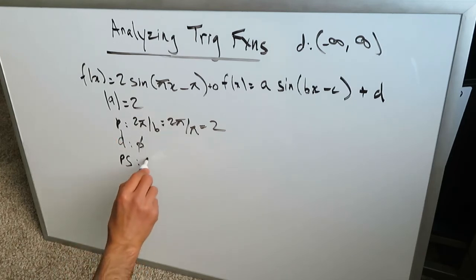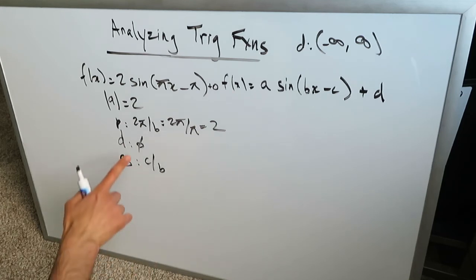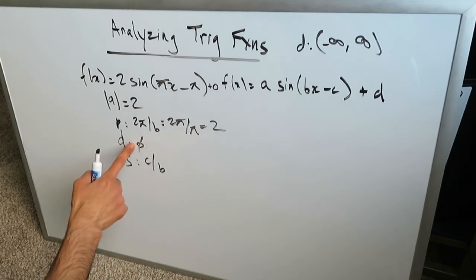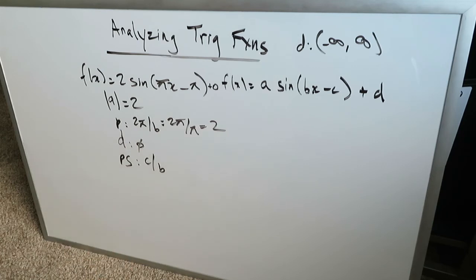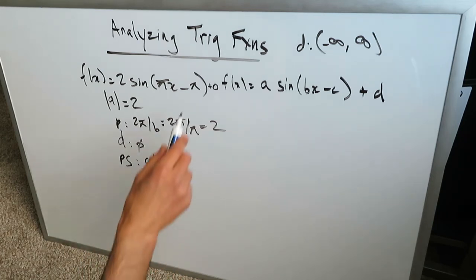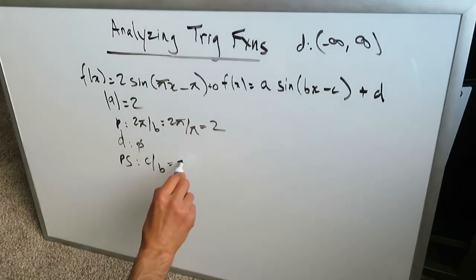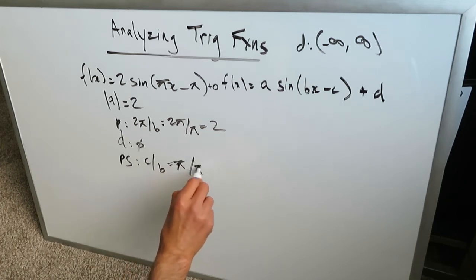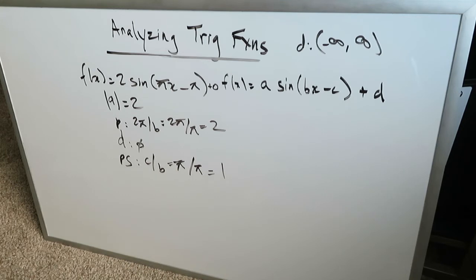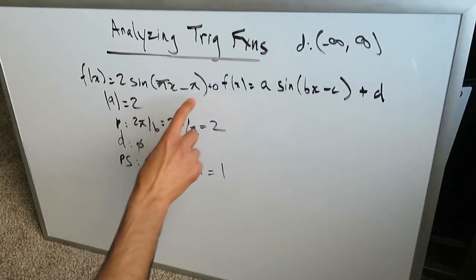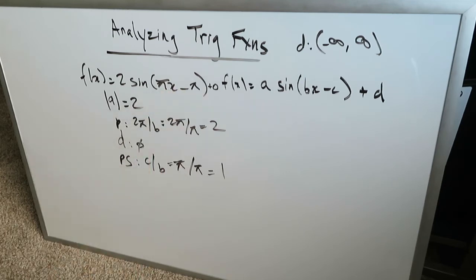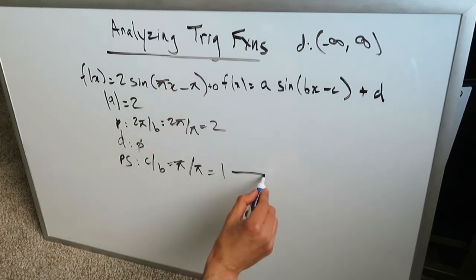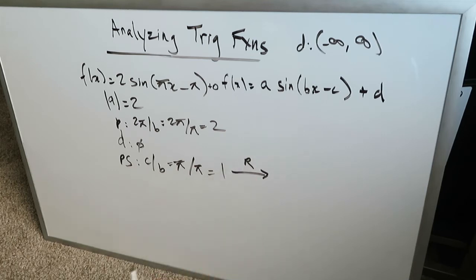What about phase shift? Phase shift, that's c over b. I'm just using the d as a 0. Phase shift, c over b. What's my c over here? It's a pi. What's my b value? It's a pi. So I have a phase shift of what? 1. How do we know which direction we are shifting? We have a bx minus c. When you have a bx minus c form, you're shifting 1 unit. Your wave is going to shift 1 unit towards the right.